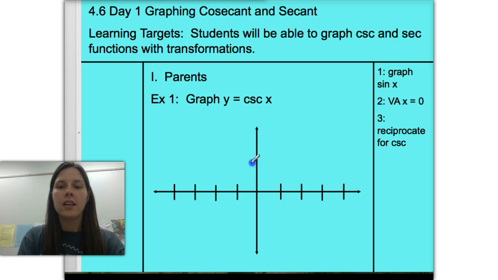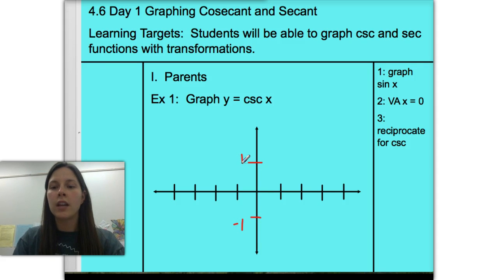Sine has an amplitude of 1, so we're going to have -1 to 1. And sine has a period of 2 pi. Remember, we were looking at this quarter rotation, so we have pi over 2, pi, and 3 pi over 2 for the markers on our x-axis, and of course the negatives as well.